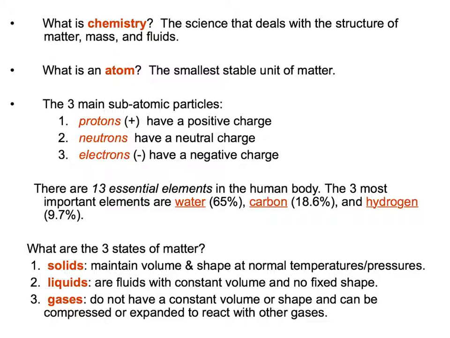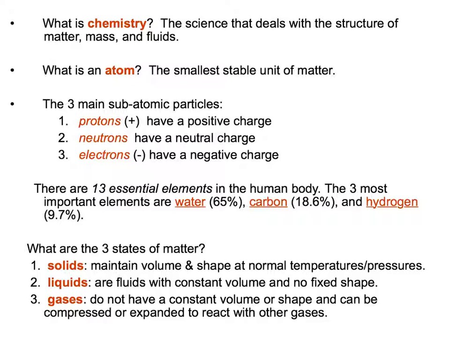Secondly are the neutrons. Neutrons have a neutral charge. They're also found in the nucleus of the atom. The protons plus the neutrons make up the atomic mass of the atom. And then the electrons have a negative charge, and they're in the electron cloud that surrounds the nucleus of the atom. There are 13 essential elements in the human body.